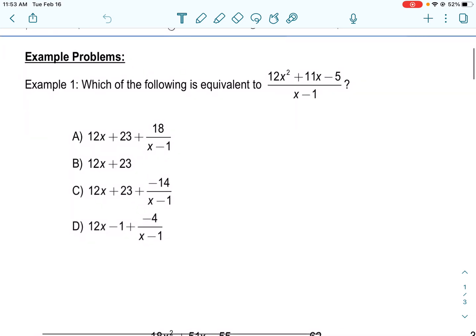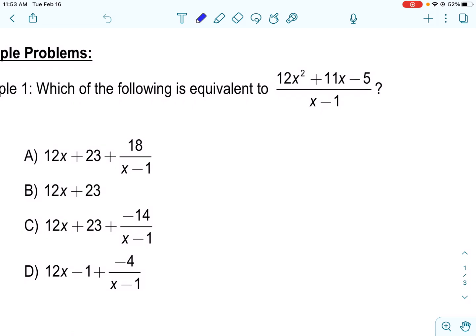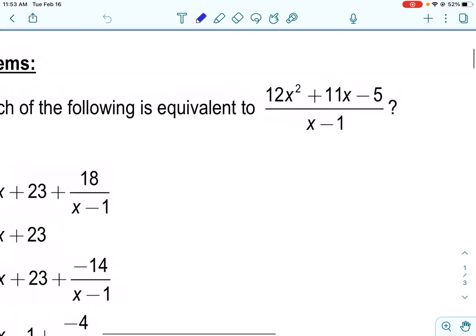Okay, so for this first one, there's a lot of different things that we can do, okay? The first way would be to actually do the division. It's saying which of the following expressions is equivalent to that, okay? So it's dividing, right? So I know two different ways to do this. You could do synthetic division or you could do long division, okay? Personally, I would recommend synthetic division because long division is pretty time consuming, okay?